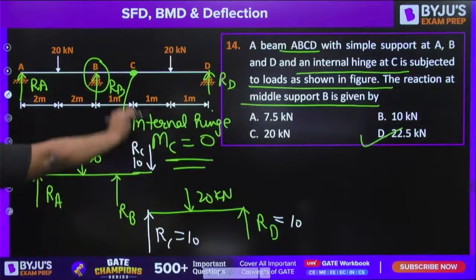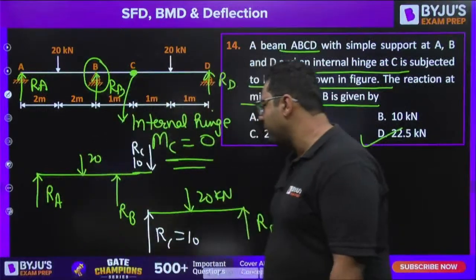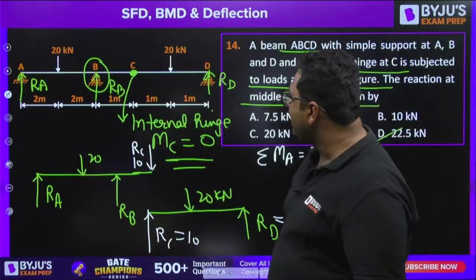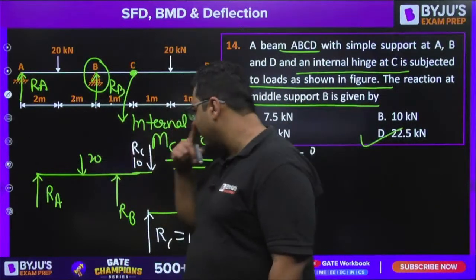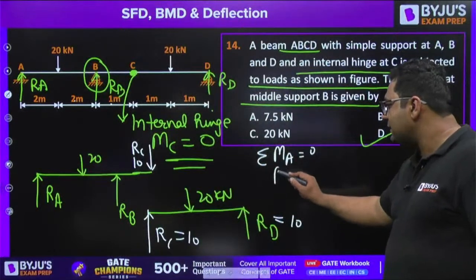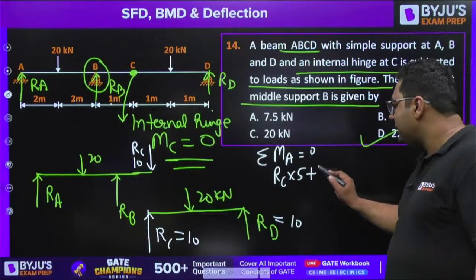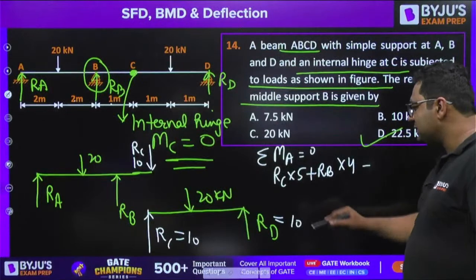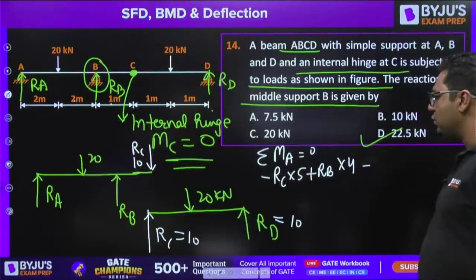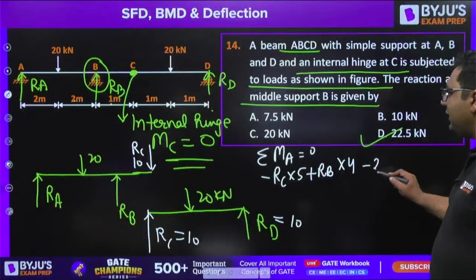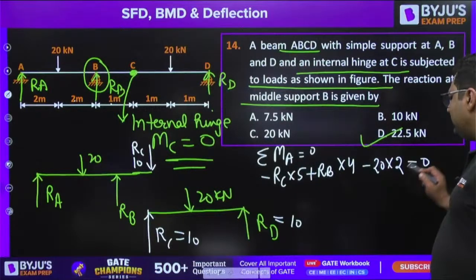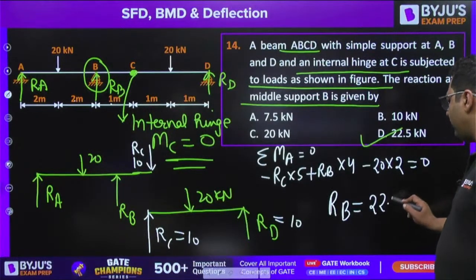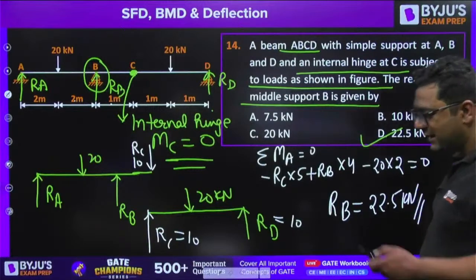Now this is overhanging, no shortcut is applicable. We will be going for summation of moment at A to be 0. You know the lengths, this is 1, 2, 2, 5. So you can write RC into 5 minus RB into 4, then plus 20 into 2. Putting it 0, you will be getting RB equals 22.5. D is the right answer, guys.